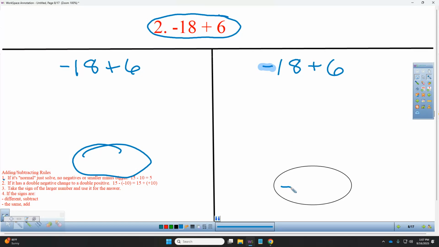So I'm going to already circle, and I'm going to put in a negative there to remind me that my answer is negative. Step 4, are the signs different or the same? Well, we said we had 18 negatives and 6 positives, so they're different, so that means we subtract. So we take the bigger absolute value and subtract the smaller absolute value. 8 minus 6 is 2. Bring down the 1. We get a negative, and then we put this in for our answer, so we get negative 12 for our answer.